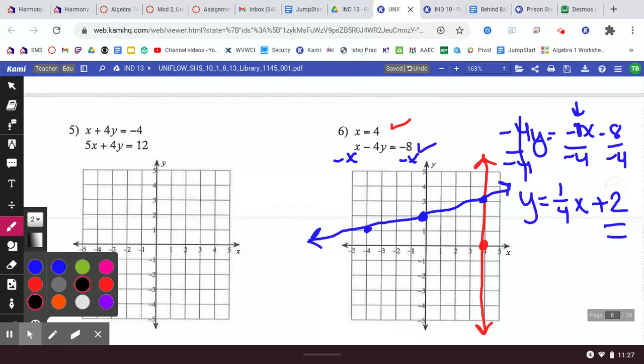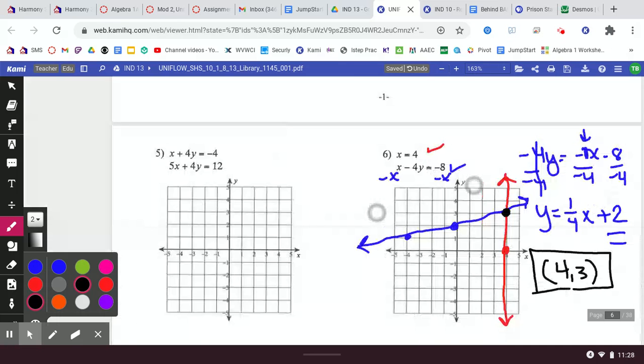And then my solution, or my answer, is to come back and actually name the ordered pair of where they intersect. And here the ordered pair is 4, 3. Over to 4, up to 3. And that is the answer to this system of equations. That is the one point where they overlap. Okay? Any questions on these?